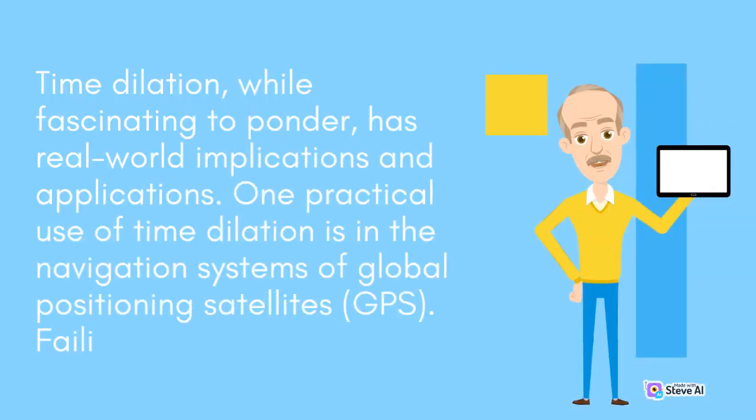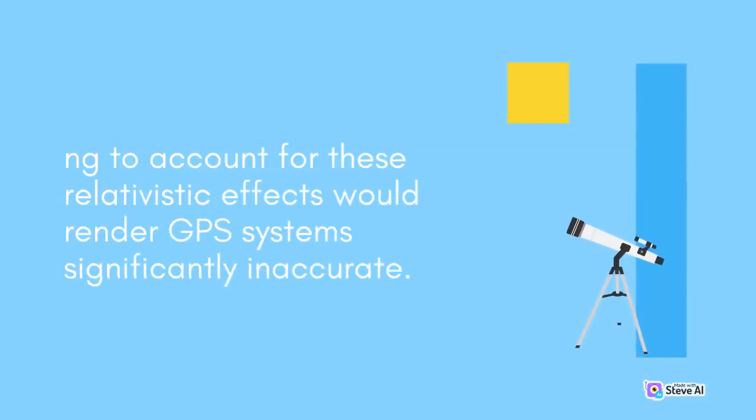Time dilation, while fascinating to ponder, has real-world implications and applications. One practical use of time dilation is in the navigation systems of global positioning satellites, GPS. Failing to account for these relativistic effects would render GPS systems significantly inaccurate.